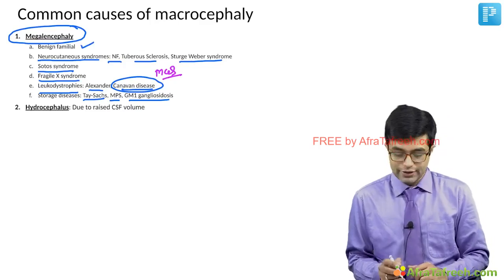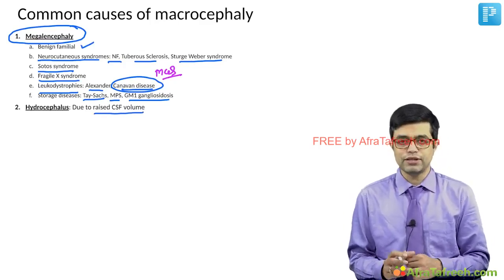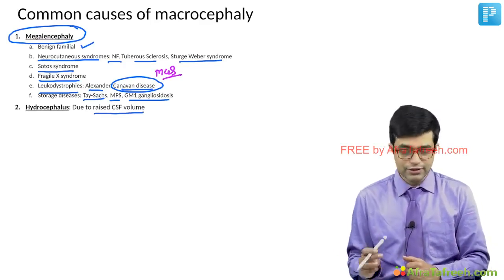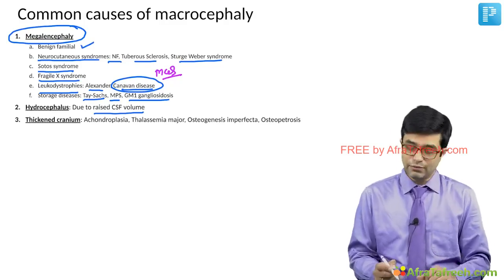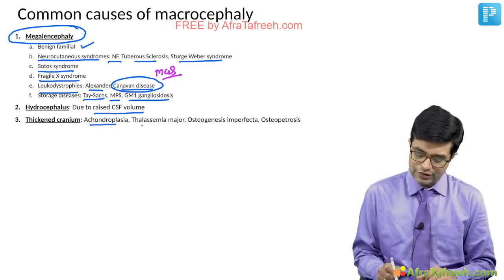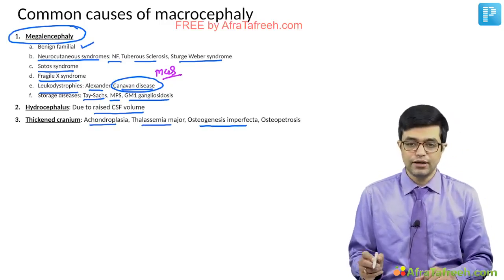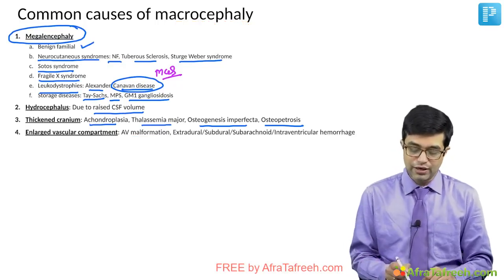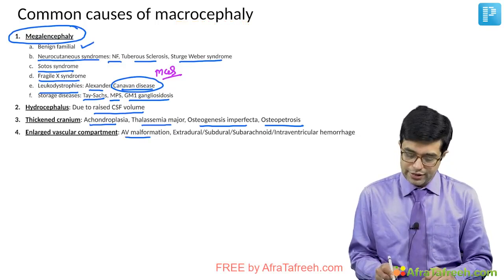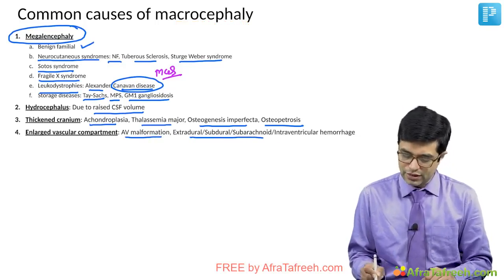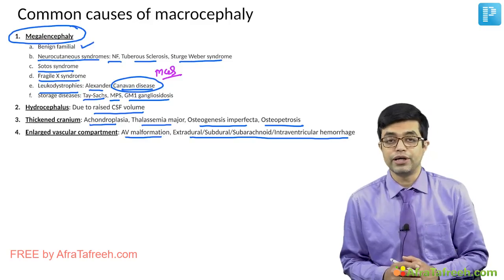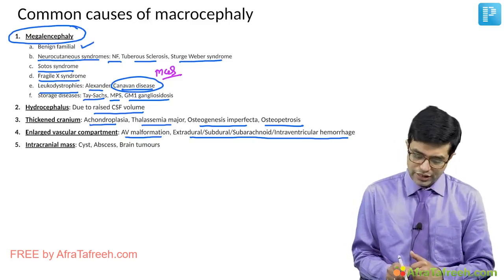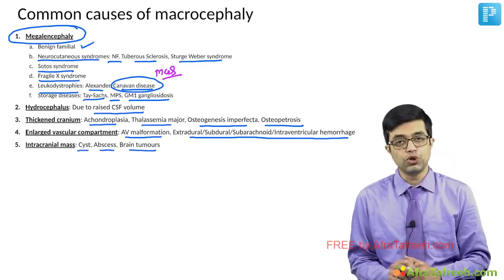Second, you have hydrocephalus, which is due to raised CSF volume. Hydrocephalus is increased ventricular size due to increased CSF volume. Then it can occur due to thickened cranium as seen in conditions like achondroplasia, thalassemia major, osteogenesis imperfecta and osteopetrosis, also called marble bone disease. It can occur due to enlarged vascular compartments like arteriovenous malformation or hemorrhages like extradural, subdural, subarachnoid or intraventricular hemorrhage. It can occur due to any intracranial space occupying lesion like a cyst, mass, abscess or brain tumors.